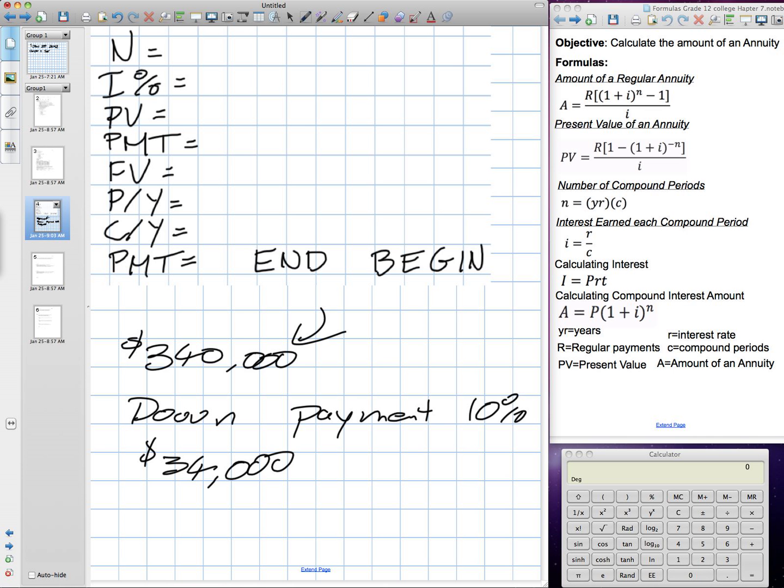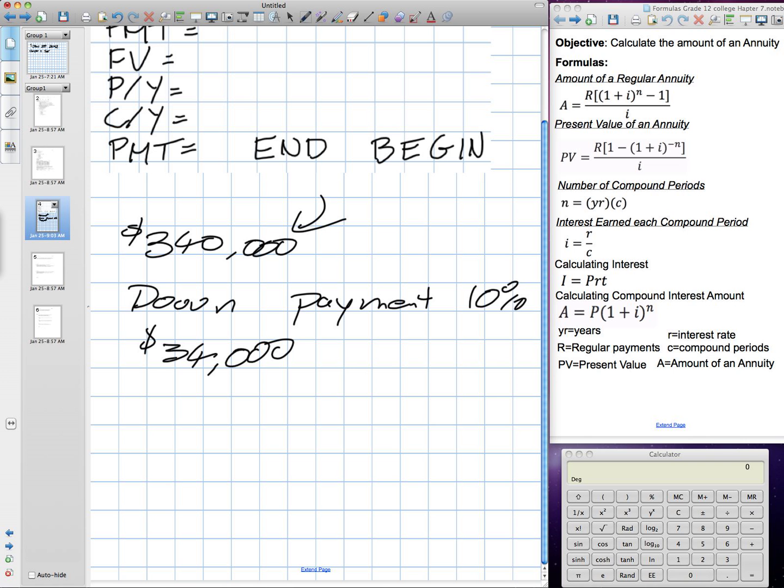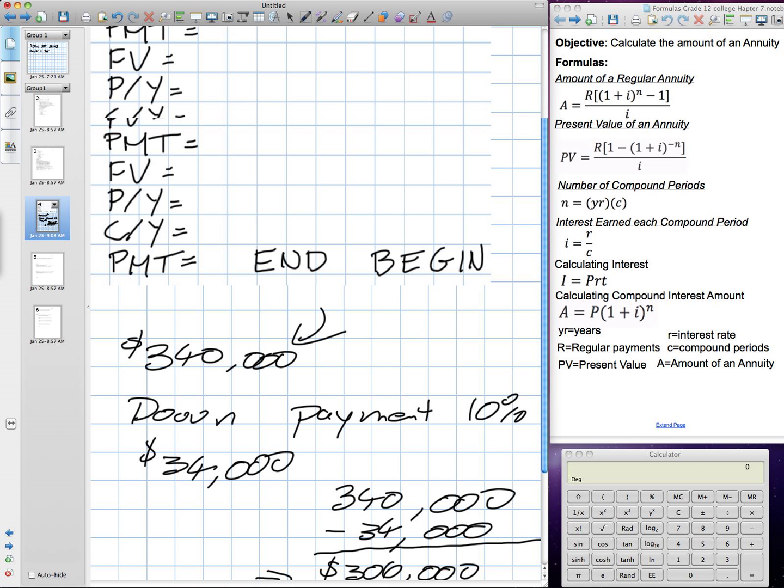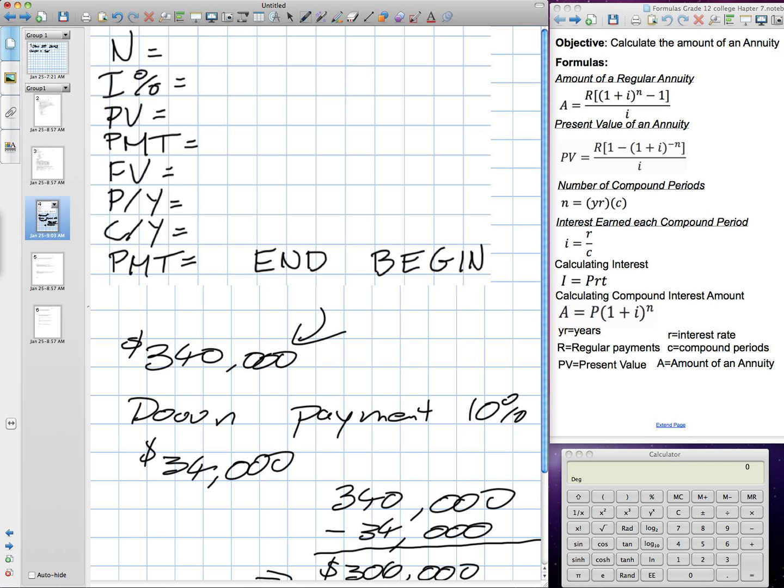So that means they're taking a mortgage for the rest of the condominium. So they're not actually taking a mortgage for $340,000. We have to calculate the amount they're taking the mortgage for. So we take $340,000 and we subtract our $34,000 down payment, which is $306,000. Okay? So they're taking a mortgage for $306,000.